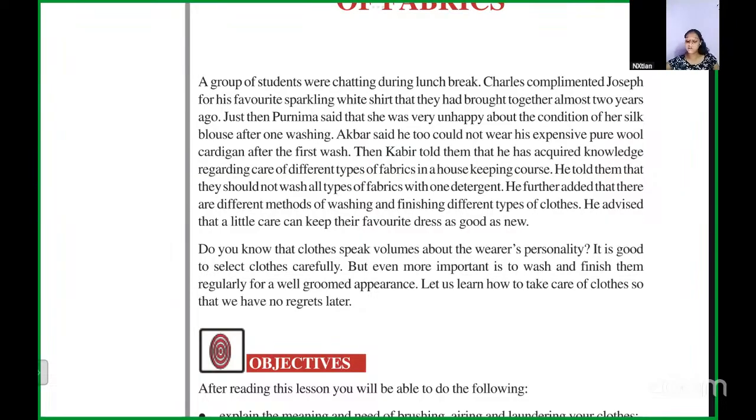Do you know that clothes speak volumes about the wearer's personality? Like the way we dress, our dressing style tells about a personality. Some people really like to wear funky, loose clothes, while some people wear very well fitted and sharp clothes. So it also shows their personality, if they are easygoing or very well managed and very well detailed, right?